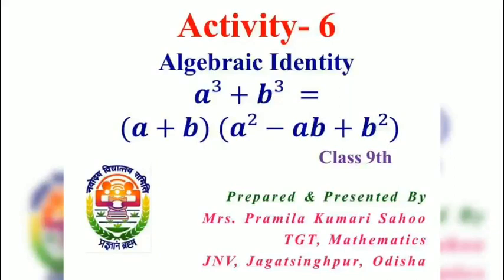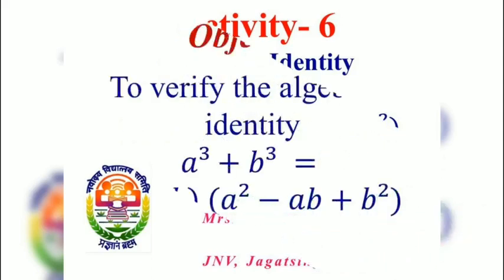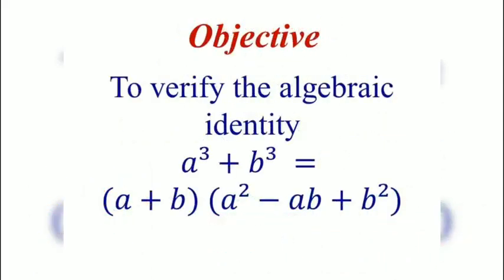Dear students, let us start activity 6. The algebraic identity a cube plus b cube is equal to a plus b whole into a square minus ab plus b square. Objective of this activity is to verify the algebraic identity a cube plus b cube is equal to a plus b whole into a square minus ab plus b square.